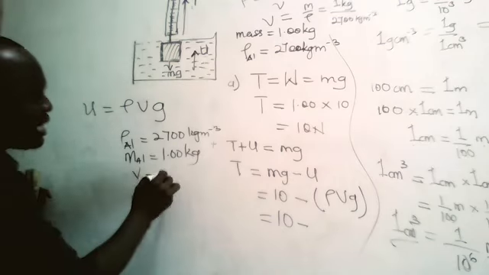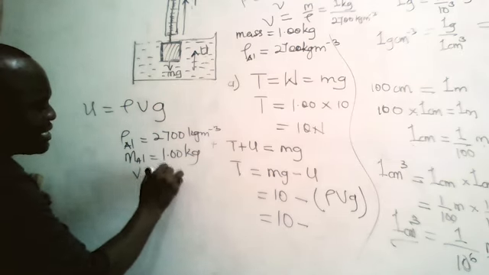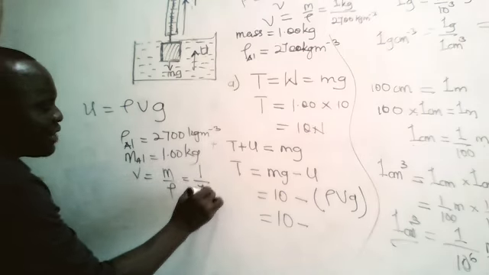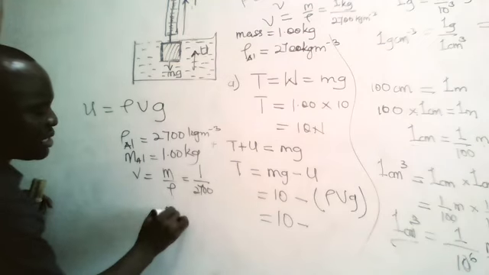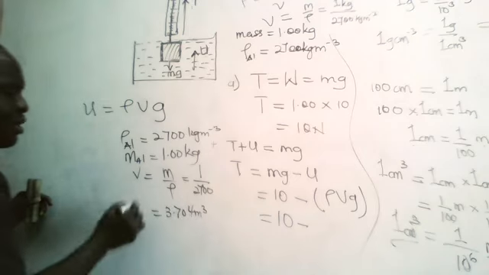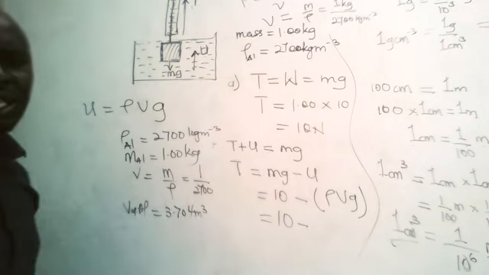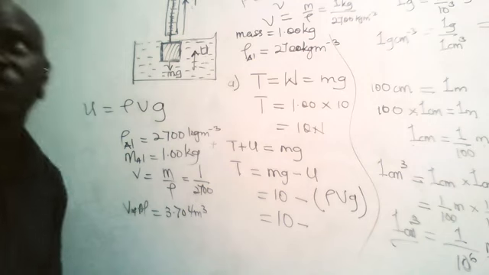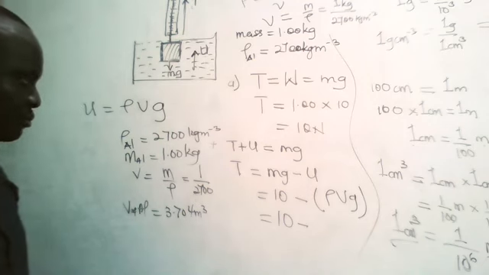So I determine the volume of the object, which is its mass divided by density. So 1 divided by 2,700 gives me 3.704 times 10 to the power negative 4 meter cube. This is the volume of the aluminium, and so is the volume of the water displaced, since the aluminium is completely submerged in the water. Are you okay? Yes, please.